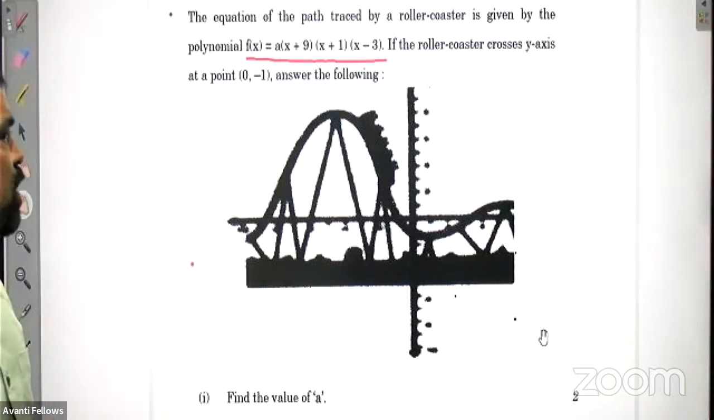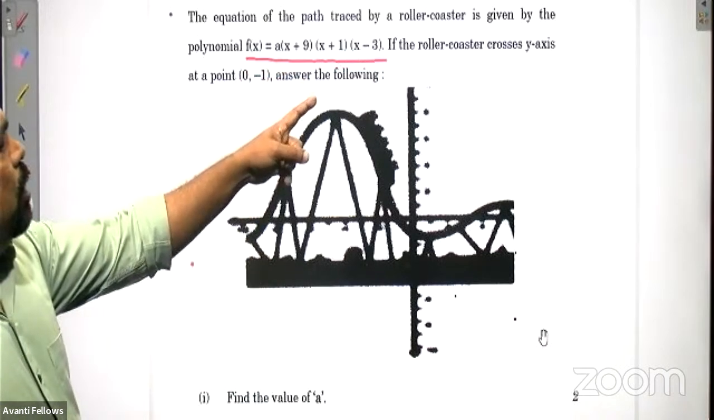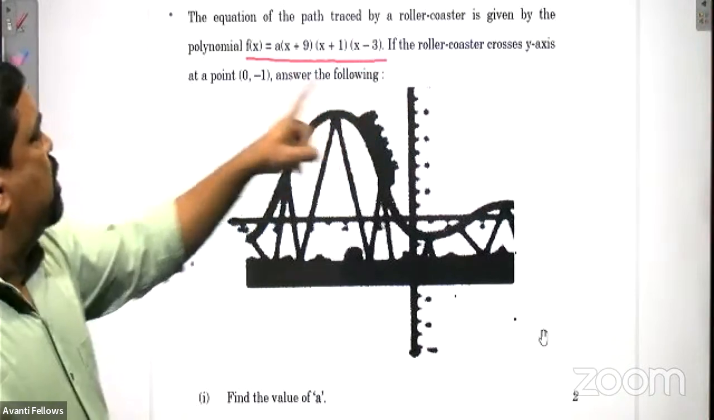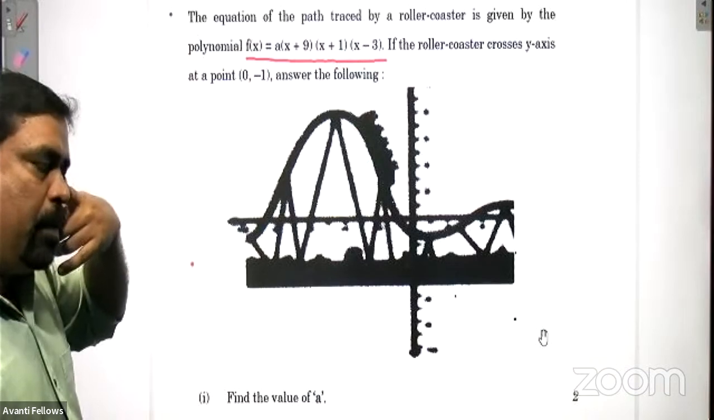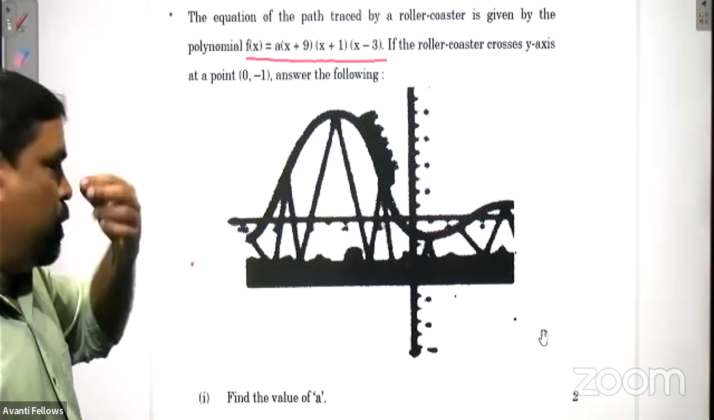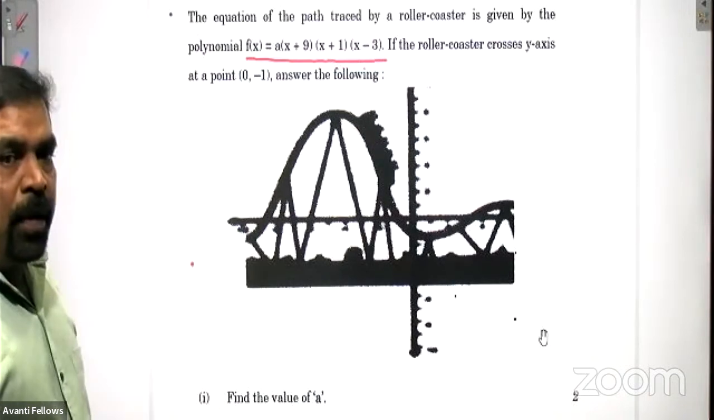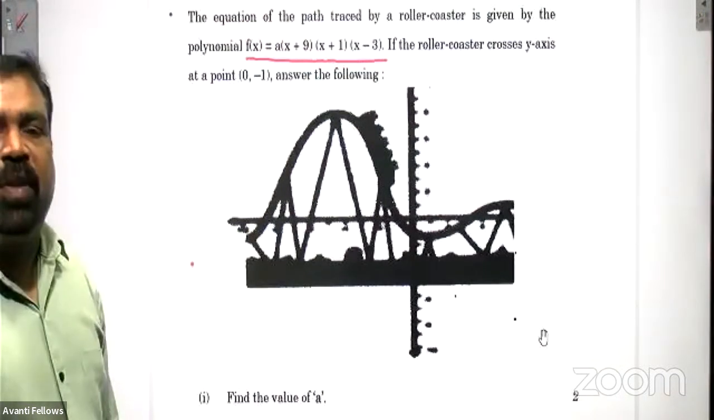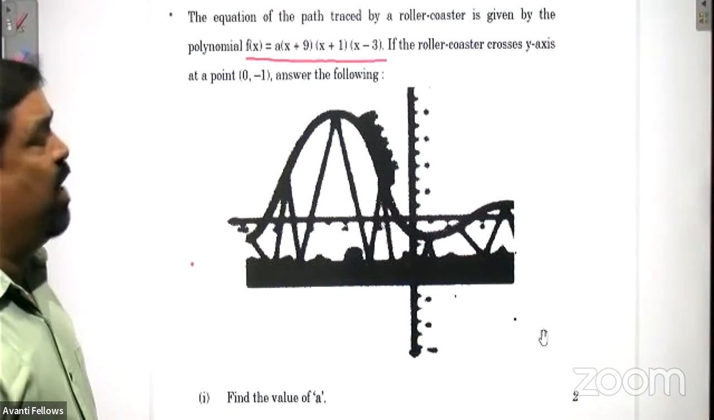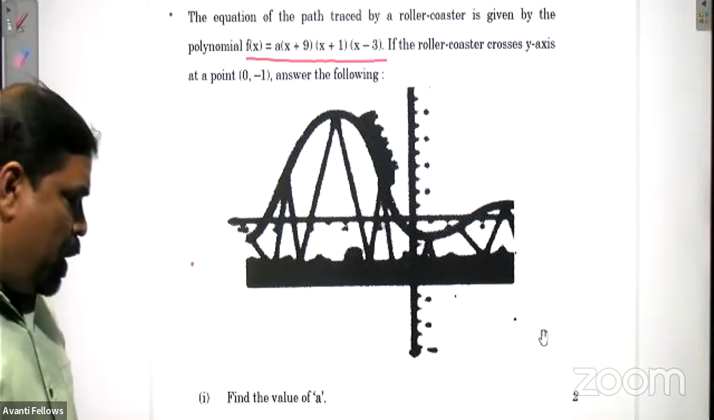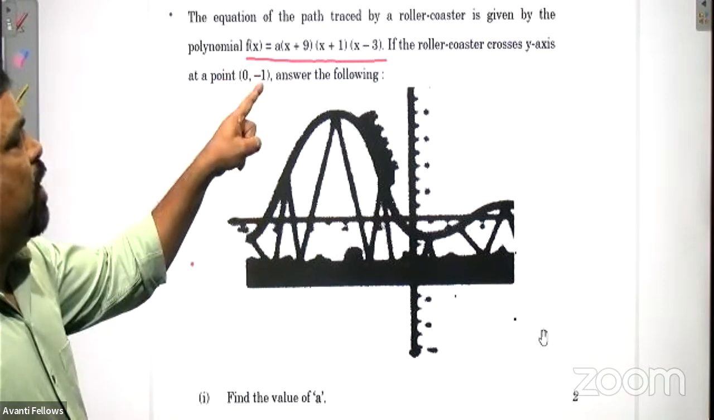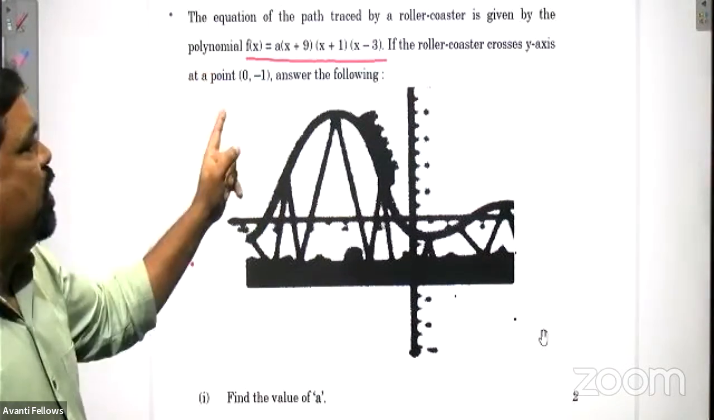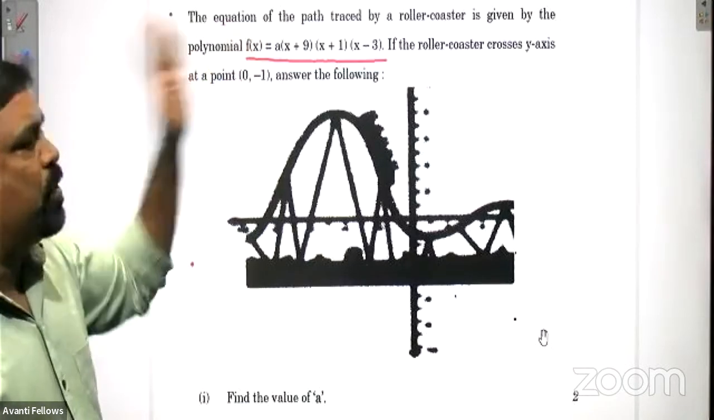Find the value of a. How to get the value of a? So what is given here? The roller coaster crosses the y-axis at the point (0, minus 1). That means when x equal to 0, y is equal to minus 1. You just put x equal to 0. When x equal to 0, the function value must be minus 1. That's the meaning. f of 0 is minus 1.